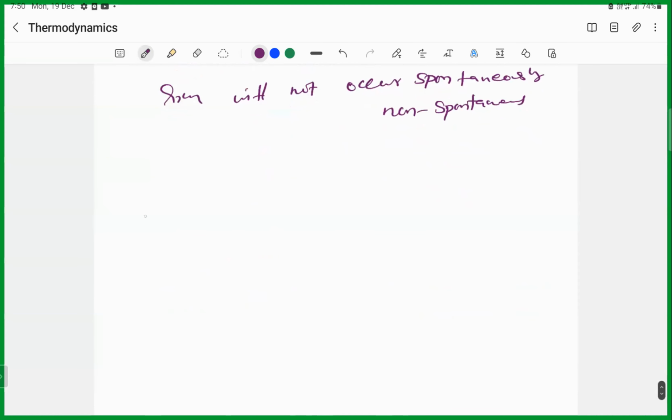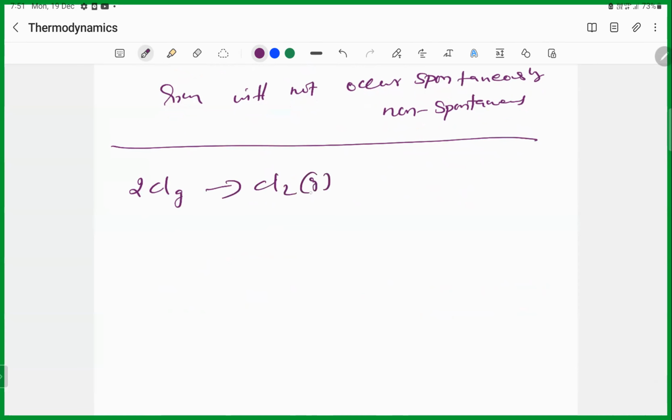Now you calculate this equation. So for the reaction, 2 chlorine gas is converted into chlorine gas. Okay. What are the signs of delta H and delta S? Tell only the sign. How to tell this?